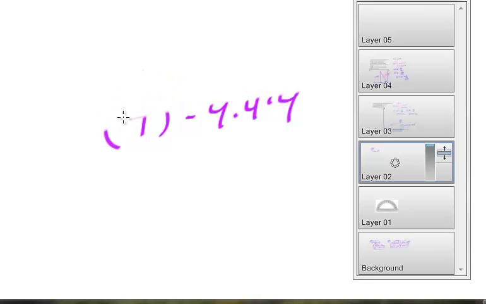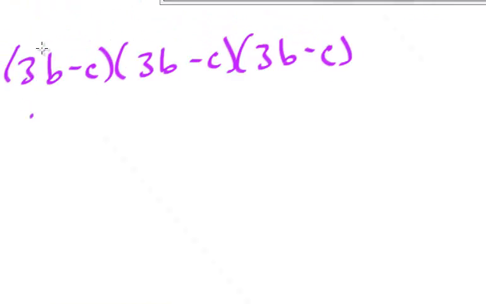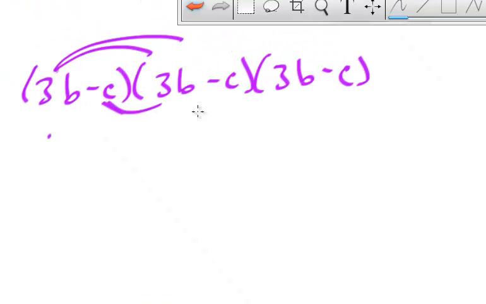On this one, what I'm going to have to do is take the first two and FOIL the first two as if that third one wasn't even there. And I'm going to get an answer from that. So I'm going to just do FOIL on the first two here. So 3b times 3b is 9b squared. 3b times minus c is negative 3bc.